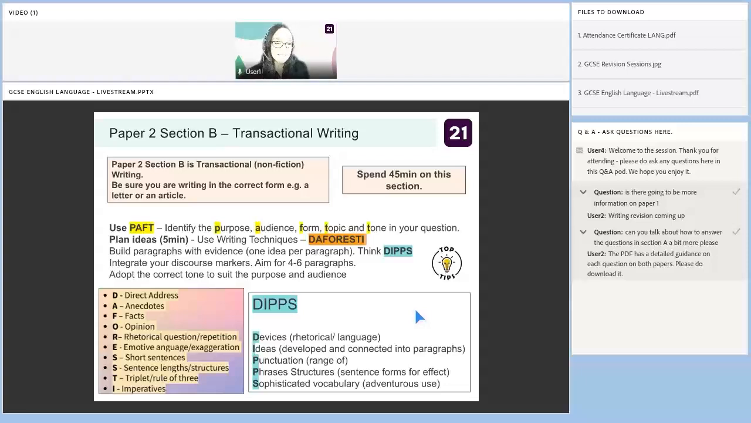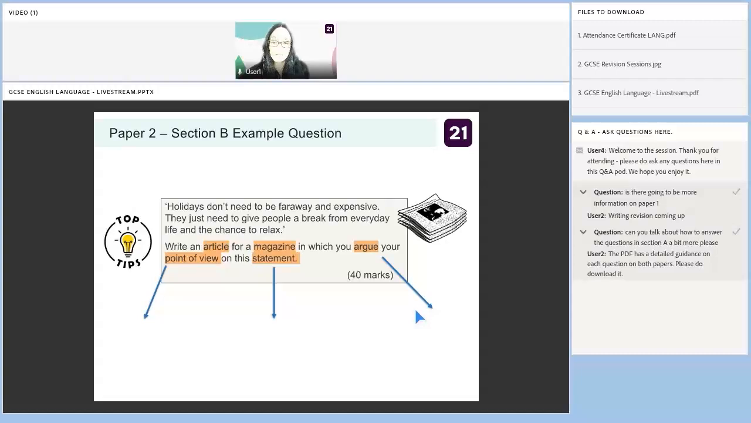So let's take a look at a question. This one is taken from the June 2022 paper, so I'll read it very quickly and demonstrate how to use PAFT. So holidays don't need to be far away and expensive. They just need to give people a break from everyday life and the chance to relax. Write an article for a magazine in which you argue your point of view on this statement. Now, you can choose to agree with the statement or disagree or partially agree. You can even choose a side for a strong response.